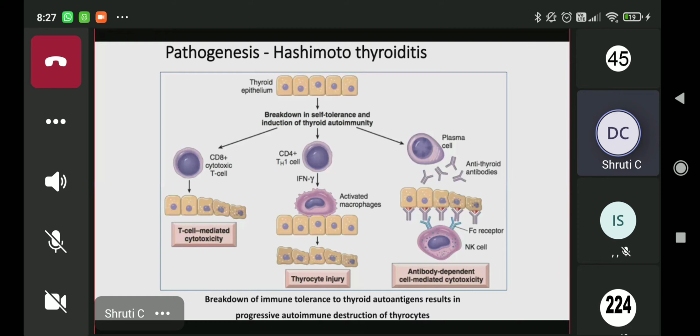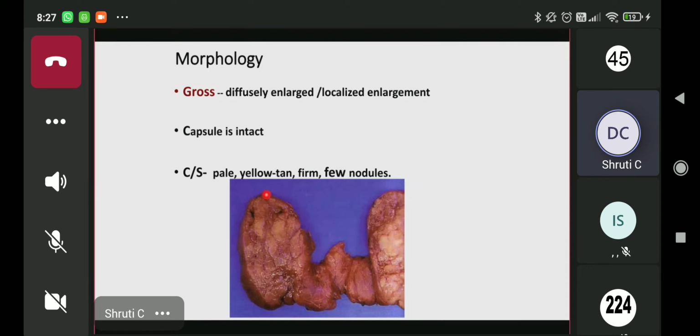Okay, so morphology of Hashimoto: basically it is also diffusely enlarged, and there are not very well demarcated nodules like in multinodular goiter, but you can see very few nodules which are pale yellow tan in color. Okay, and the capsule is intact.